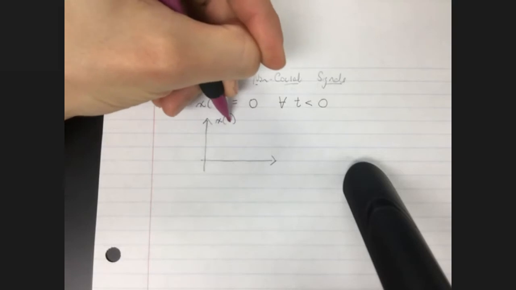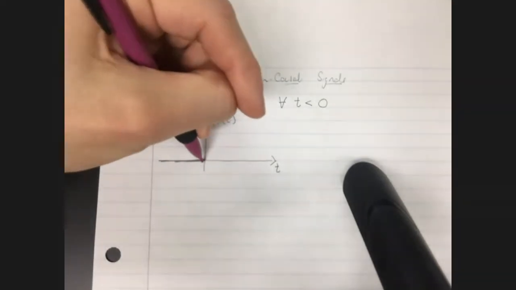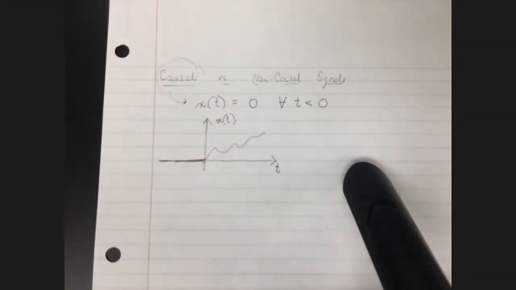Okay, so an example of a causal signal would be something like this. Let's say we've got x of t versus t. Basically, it just means that before time equals 0, before I start counting, it's got to be completely flat, and then it can do whatever. So that would be a causal signal right there.